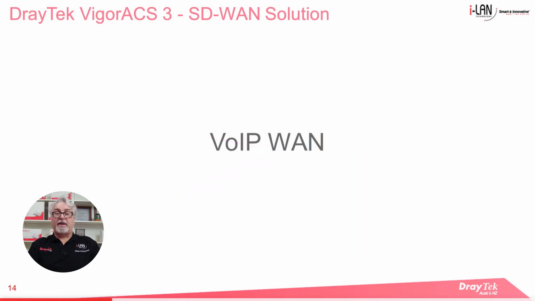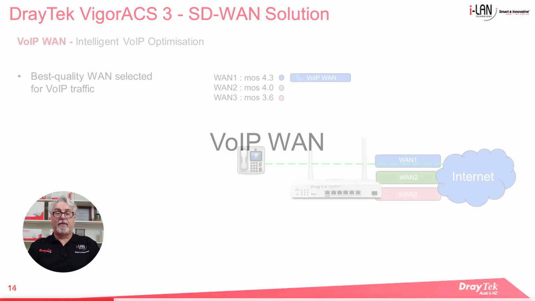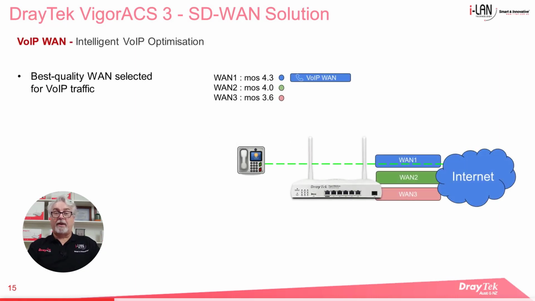Another feature of DrayTek's SD-WAN solution is intelligent VoIP optimization. If a router has multiple WAN connections, a MOS, that's a mean opinion score, is calculated for each one. The MOS is based on latency, jitter, packet loss, and other factors. This is then used to select the best quality interface to be used for VoIP traffic. That includes SIP registration and inbound and outbound VoIP calls. In the example shown here, WAN 1 has the highest MOS of 4.3, so it has been selected as the VoIP WAN.